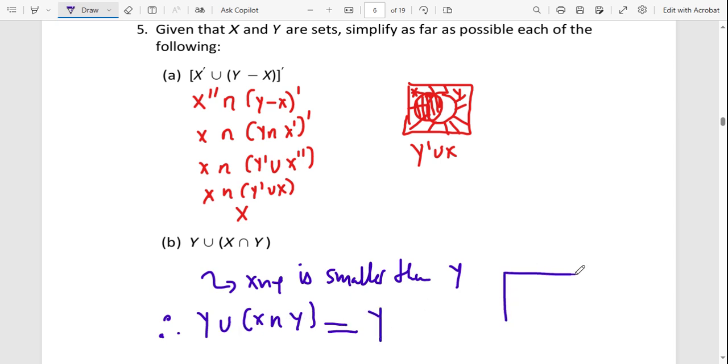How? Look at this. This is x, this is y. The intersection is just here in the middle. Okay? So x intersection y is actually inside the set y. So y is a bigger set. So union means you get a bigger set. So we get y. If it was intersection, we could have gotten x intersection y because it's a smaller set.